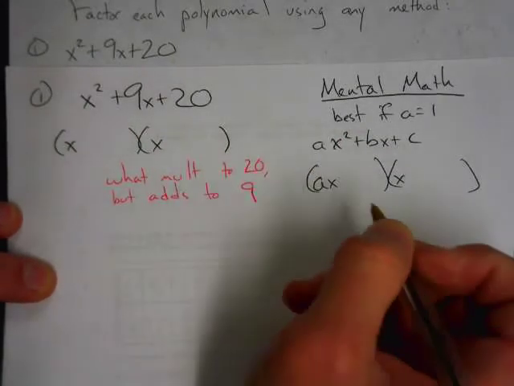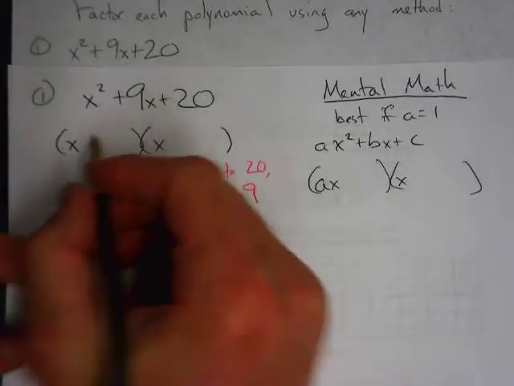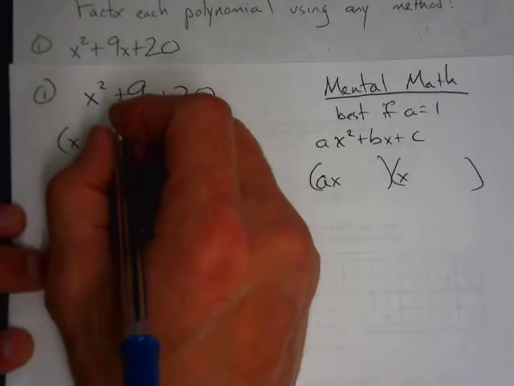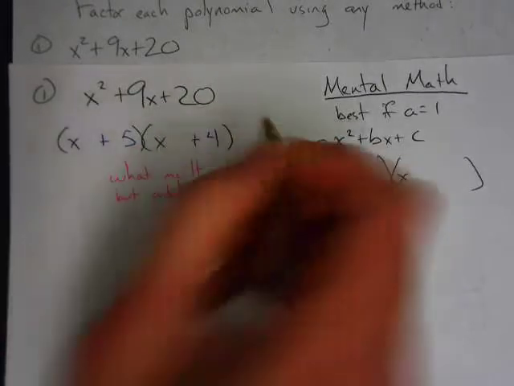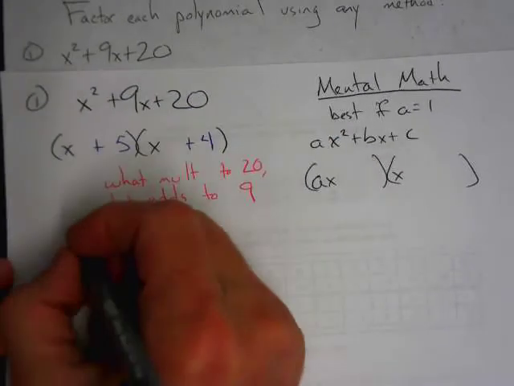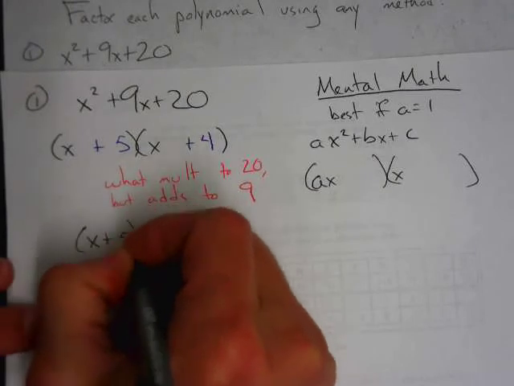And again, the answer's 5 and 4. Both are going to be positive because it's a positive 9 and a positive 20. So plus 5 plus 4. Mental math. Okay? So there are these methods that we can use.